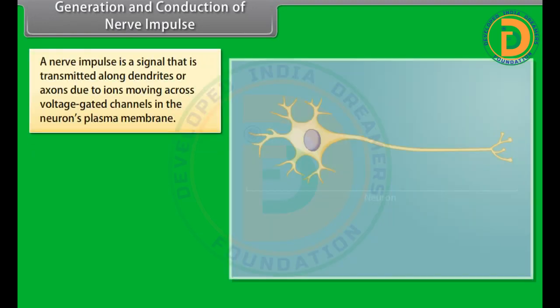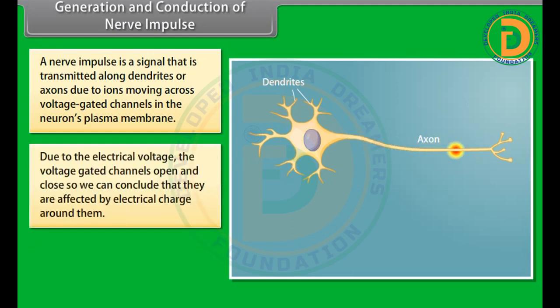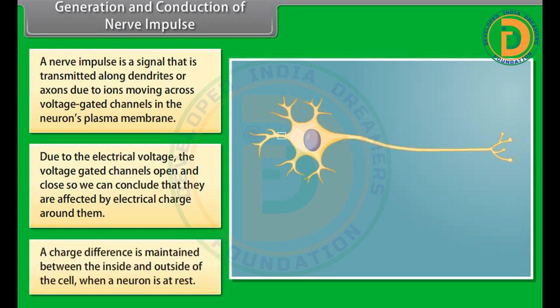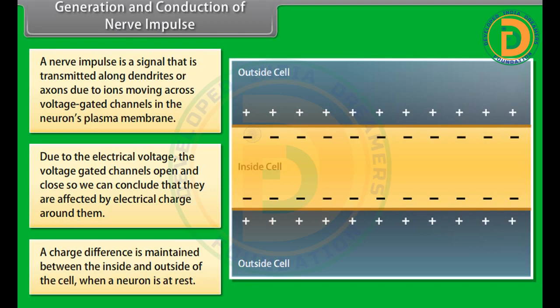Generation and conduction of nerve impulse. A nerve impulse is a signal that is transmitted along dendrites or axons due to ions moving across voltage-gated channels in the neuron's plasma membrane. Due to the electrical voltage, the voltage-gated channels open and close, so we can conclude that they are affected by electrical charge around them.